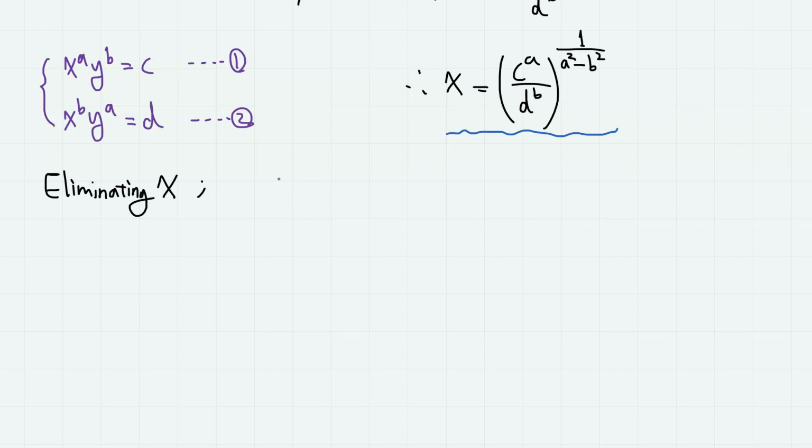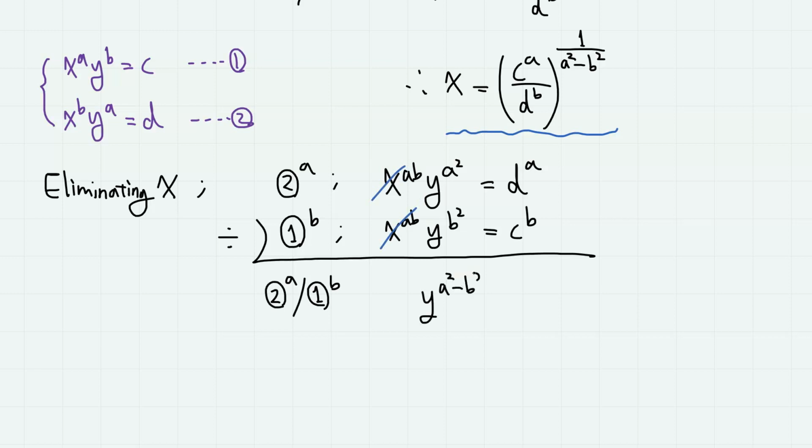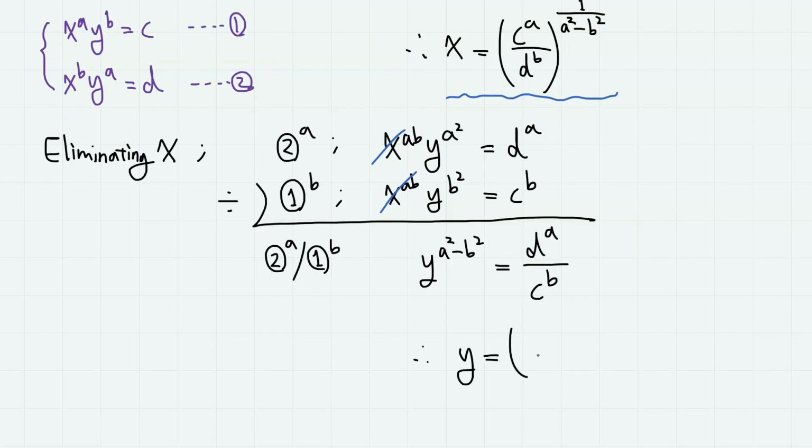Similarly, x can be eliminated by equation 2 to the power of a divided by equation 1 to the power of b, which gives, and if we do the division, y to the power of a squared minus b squared equals d to the power of a over c to the power of b. Therefore, y equals d to the power of a over c to the power of b raised to the power of 1 over a squared minus b squared.